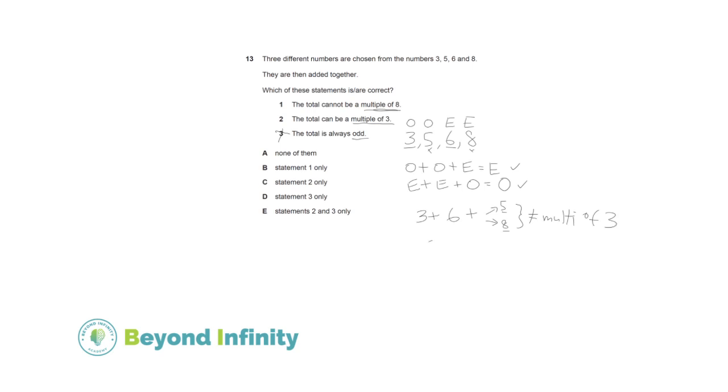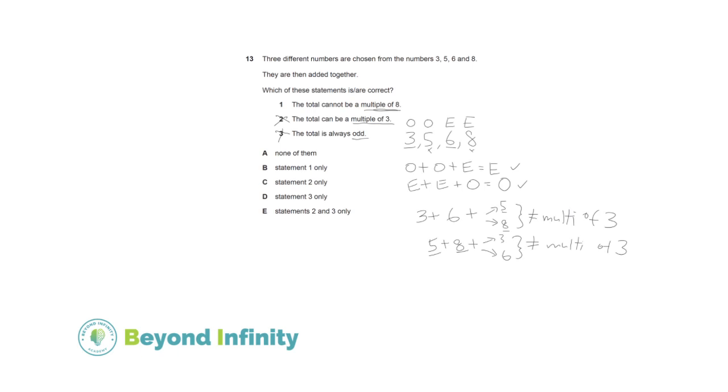The other option is we can have 5 and 8, and then the last number is going to be 3 or 6. And because 5 plus 8 is 13, not a multiple of 3, none of these two is going to be a multiple of 3 either, right? Because 3 and 6 are already multiples of 3. Adding something that's not a multiple of 3 is not going to give you a multiple of 3. Okay? So that means that number two is also incorrect, because it cannot be a multiple of 3.